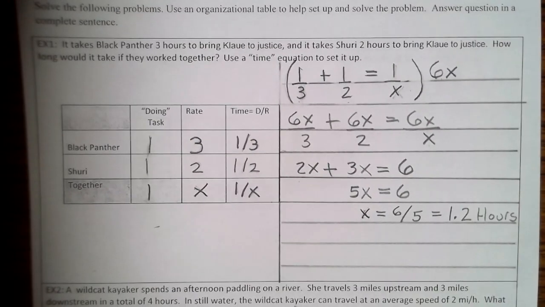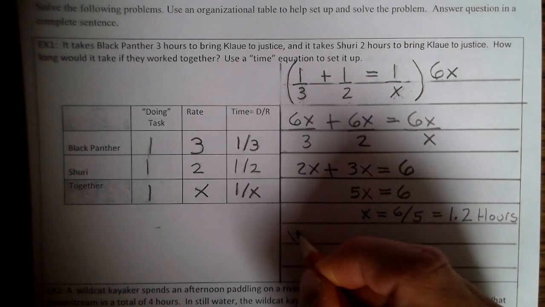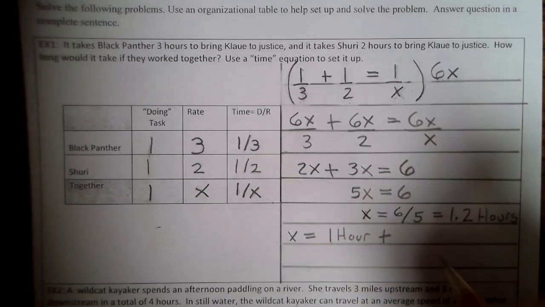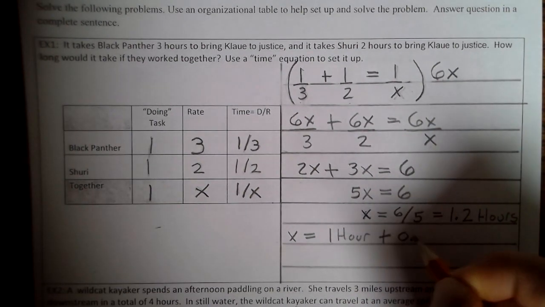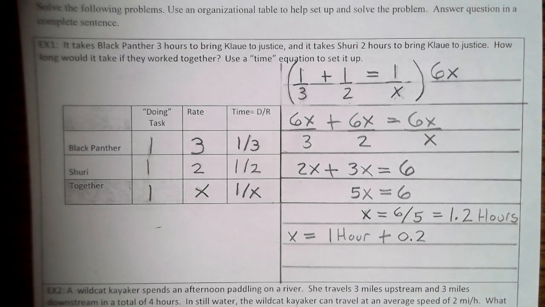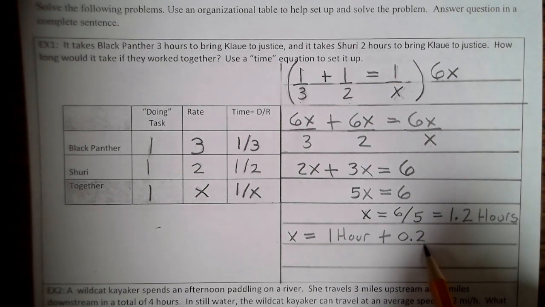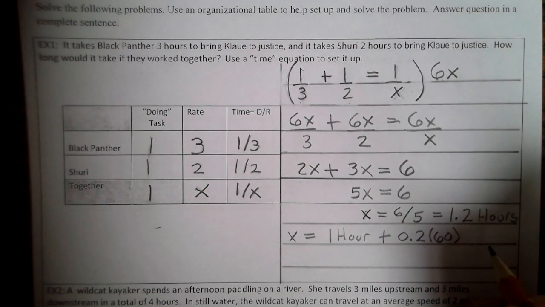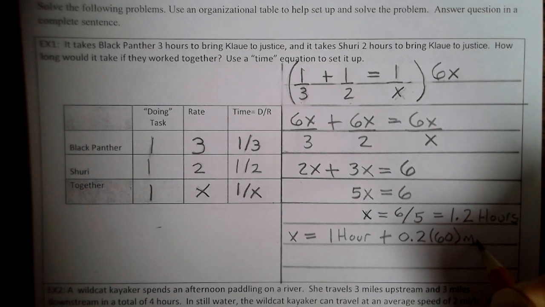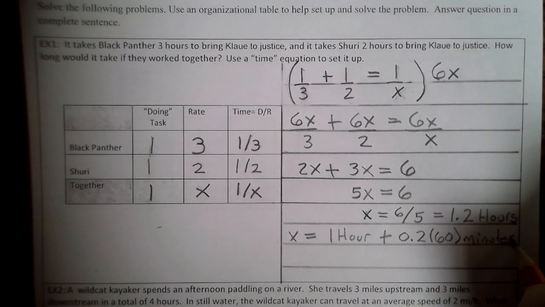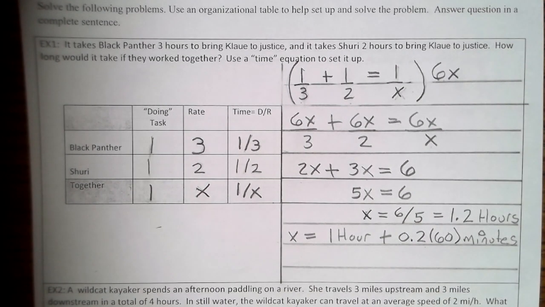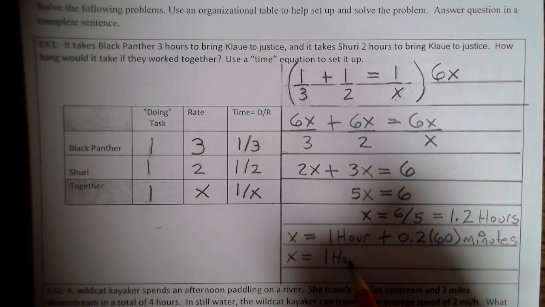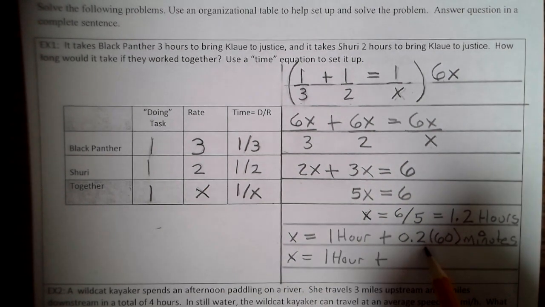So x equals 1 hour plus 0.2. Now, that's minutes, so we need to multiply that by 60 because there's 60 minutes in an hour, so it's times 60 minutes. Okay? So that's x equals 1 hour plus 0.2 times 60 is 12, so 12 minutes.